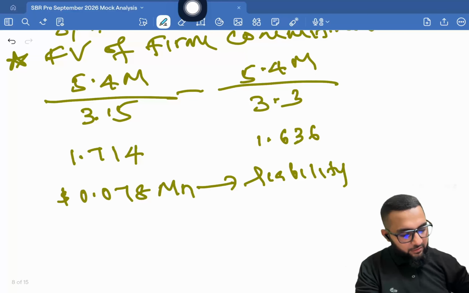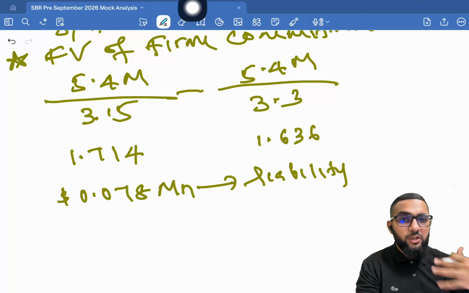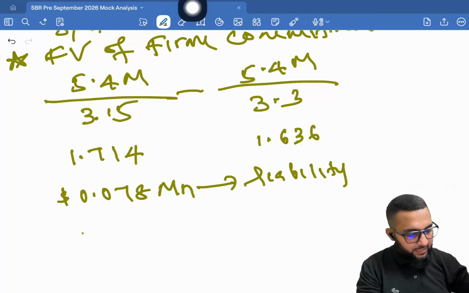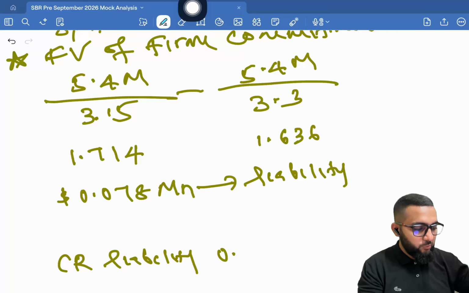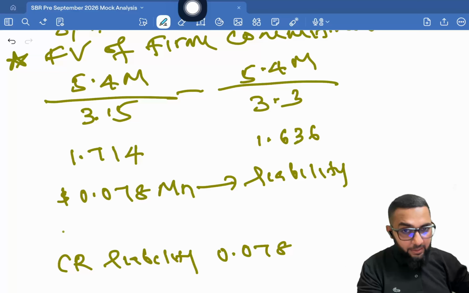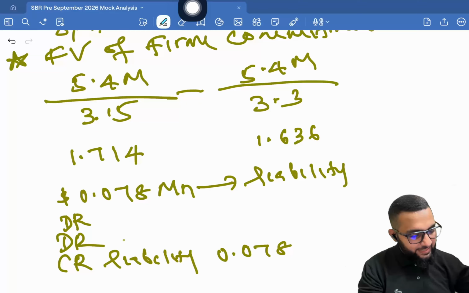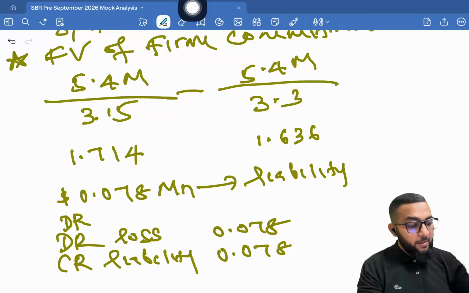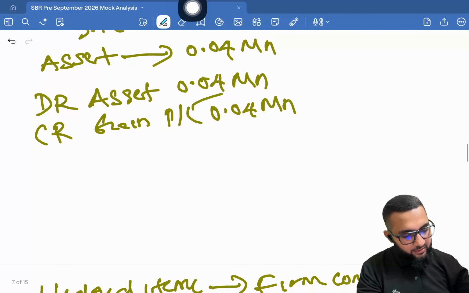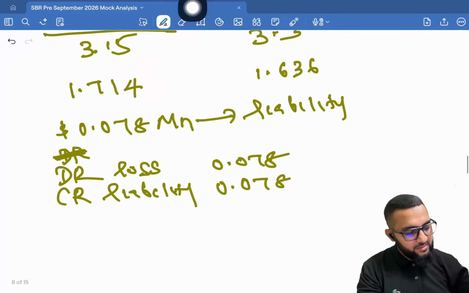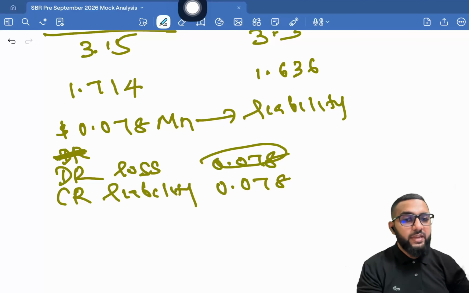Therefore, you will be recognizing it as, now corresponding is going to be a debit to P&L. So it's going to be credit liability 0.078, debit loss of 0.078. But if you look at the derivative gain, there is also a gain from previous, right?